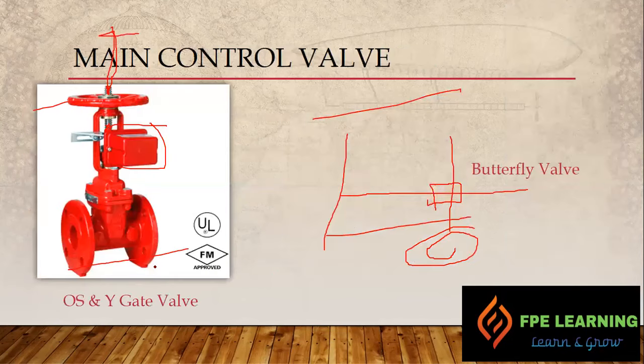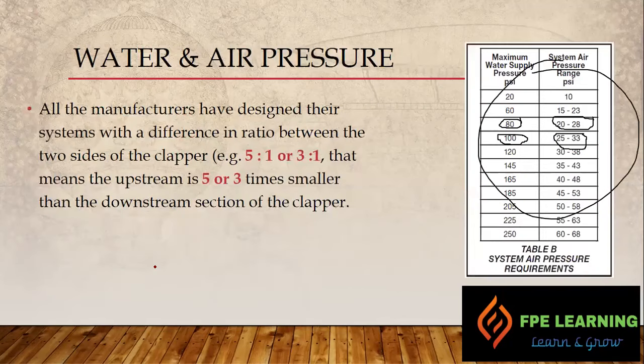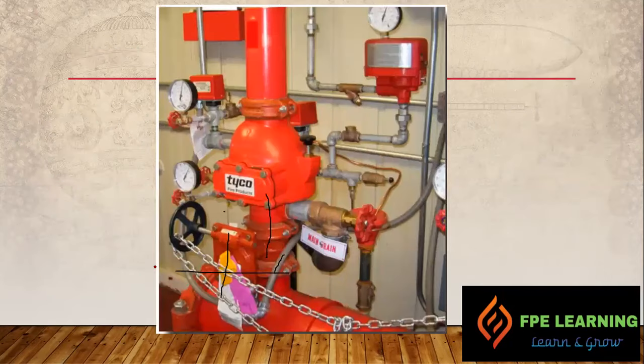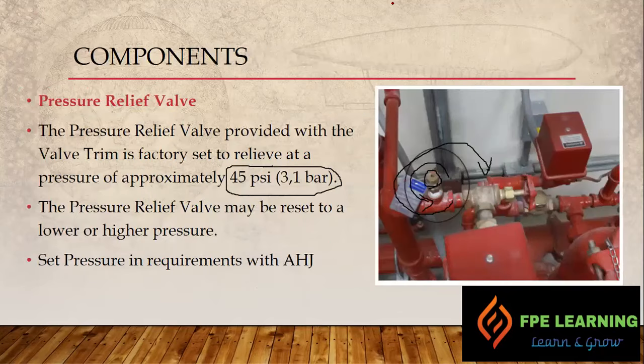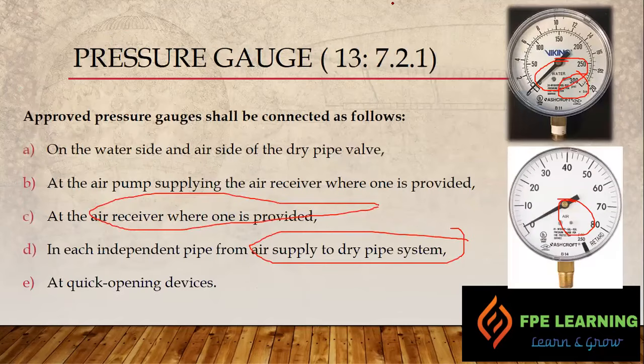Let's go back to the figure. We can discuss those pressure gauges, right? Look at here, we have 3 pressure gauges. This one is for the water, this is monitoring the air pressure, and this is the air pressure for the quick opening devices. So here we have 3, and one should be at the supply riser, right? One should be at the supply compressor to read the pressure requirement. Okay, so we discussed the pressure gauges.